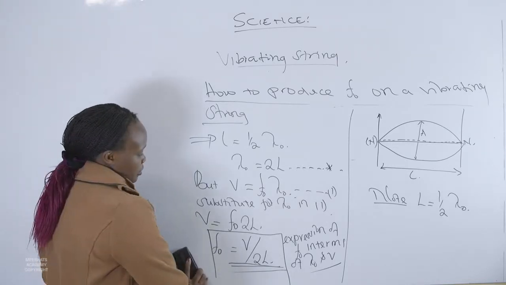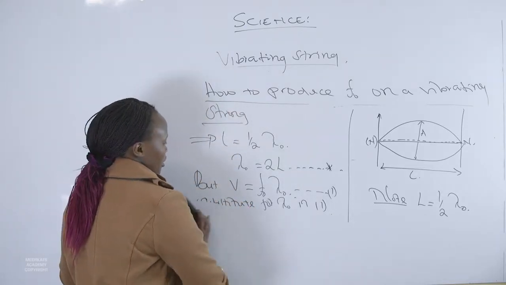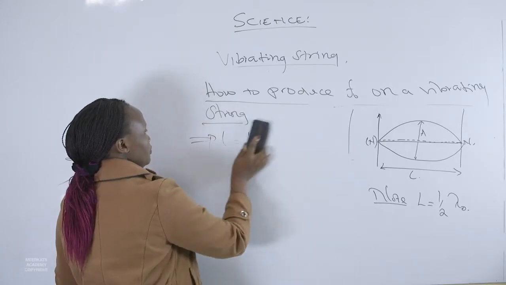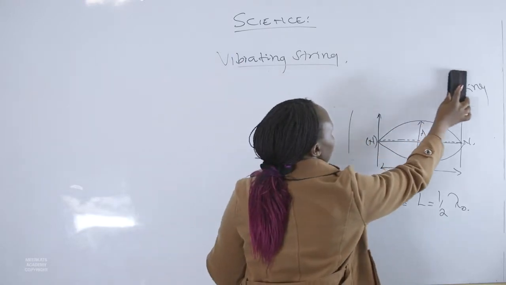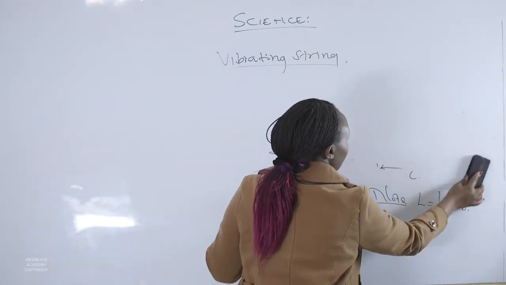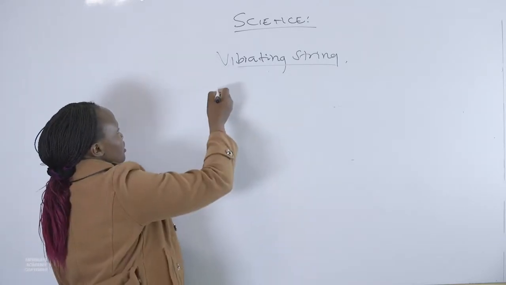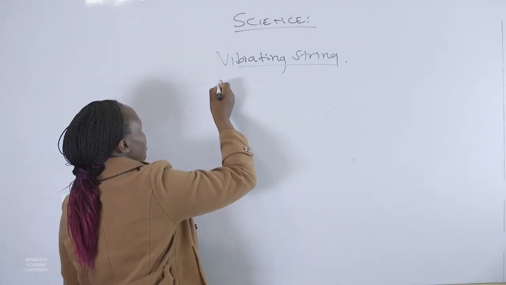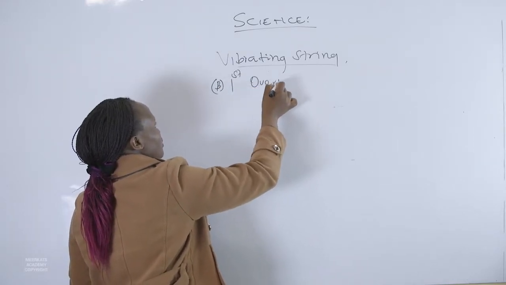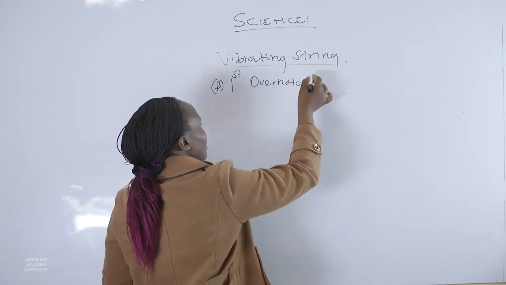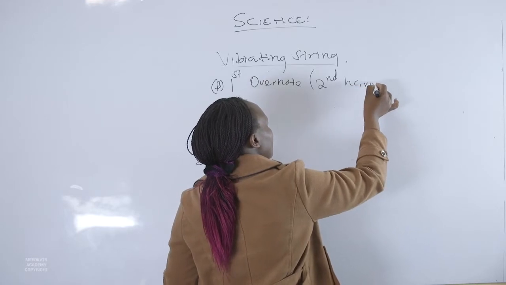Therefore, let us try and discuss how we can produce the first overtone, which we will call the second harmonic.